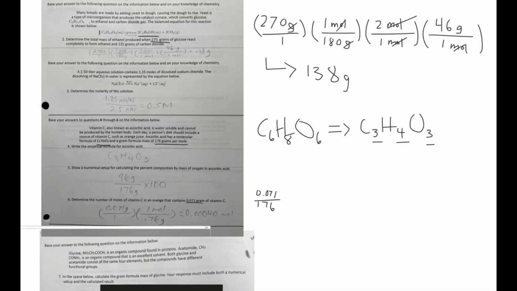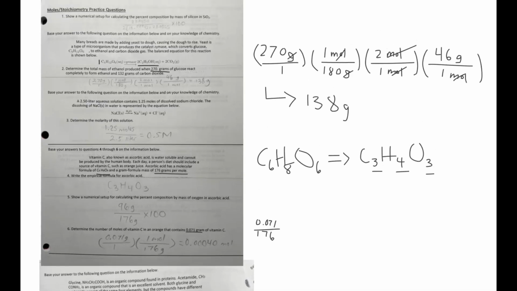So we can just set 0.071 over 176 to find our number of moles. You'll see here, I did it a little differently, but you can see it's using a similar setup to number 2.